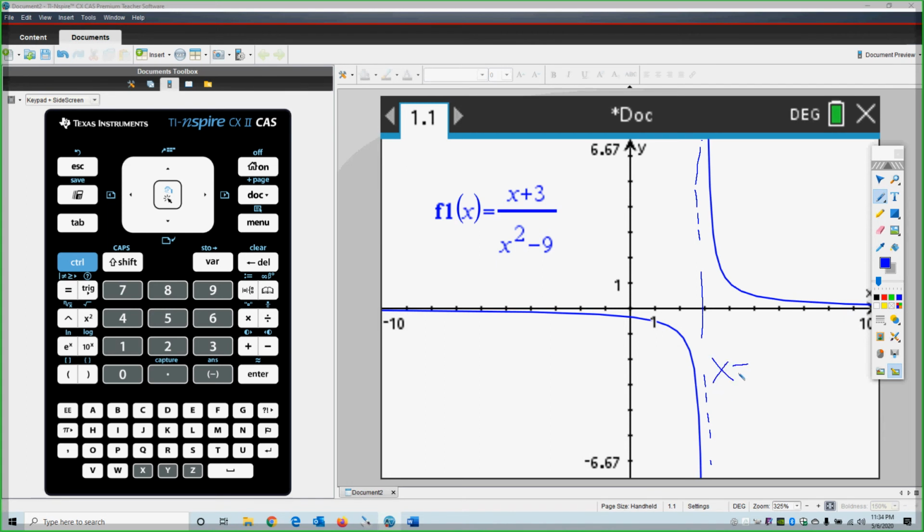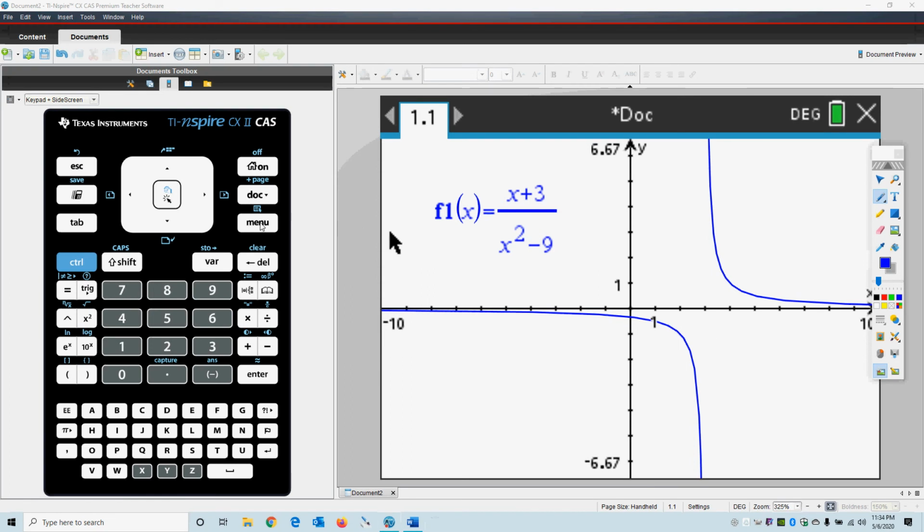At x equals 3. So we said at negative 3 there was a hole. We don't seem to see one here in the calculator. That's because it's infinitely small, right? Every point is infinitely small. Points don't have a size. You can't see them, okay?